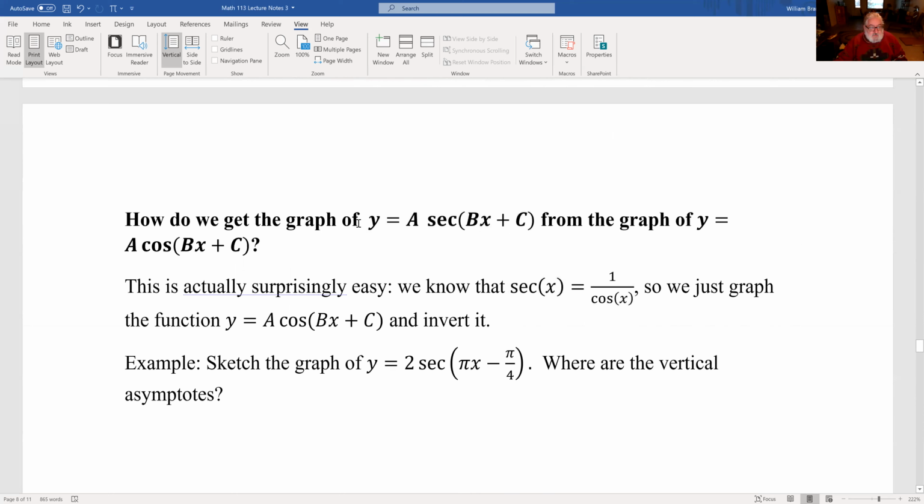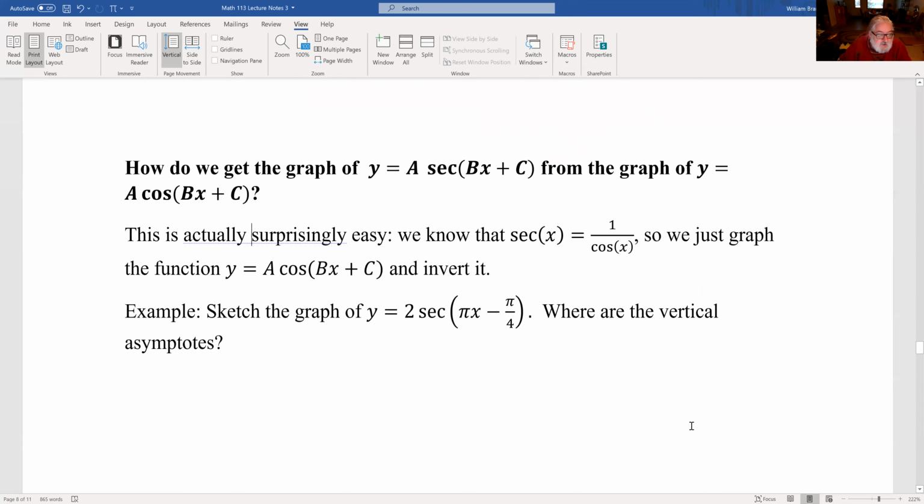How do we get the graph of y equals a secant of bx plus c from the graph of y equals a cosine of bx plus c? This is actually surprisingly easy. There's a little blue line under here because Word thinks I should write something else, actually surprisingly. But secant of x is 1 over cosine x, so graph a cosine of bx and invert it. So what does the graph of this look like?